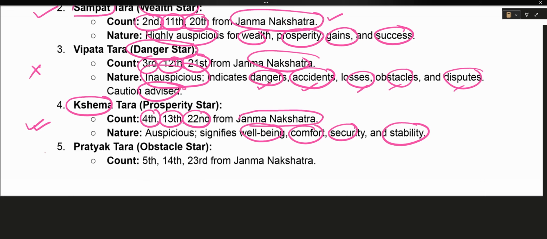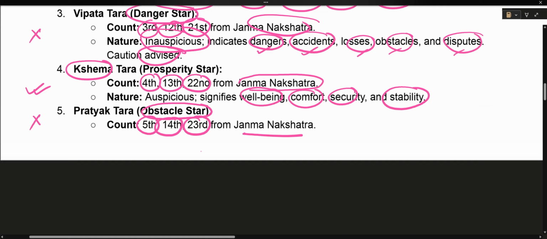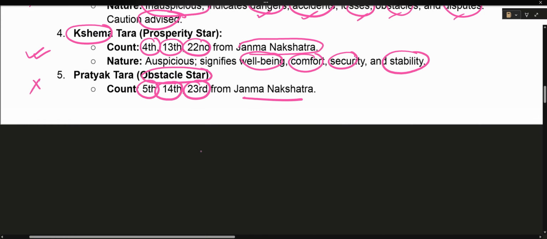Okay, now we have the 5th one. This is inauspicious. Why inauspicious? Because it is the obstacle star. It creates some hindrance and obstacles. So what are the nakshatra numbers? You have to count from the Janma Nakshatra: the 5th one, the 14th one and the 23rd one. These are the Pratyak or Pratyari star. Sometimes we call it the Pratyari Nakshatra, or in English we call it the obstacle star.